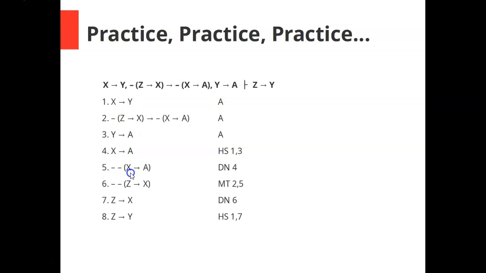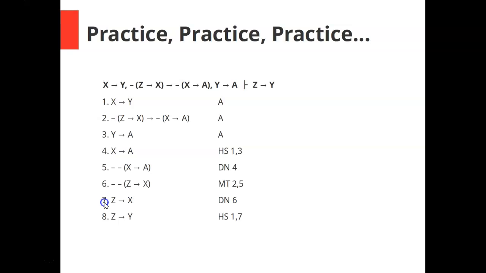We can do a double negation of if X then A on line 5. If X then A is true, then not if X then A is also true. On 6, that's a result of modus tollens. On 2, you have a conditional. On 6, you have the negation of the consequent. So on 6, you get the negation of the antecedent.